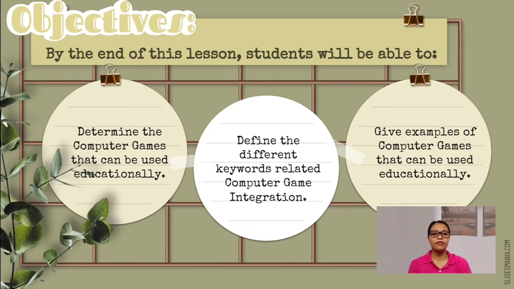Here are our objectives. By the end of this lesson, students will be able to: number 1, determine the computer games that can be used educationally; number 2, define the different keywords related to computer game integration; and number 3, give examples of computer games that can be used educationally.